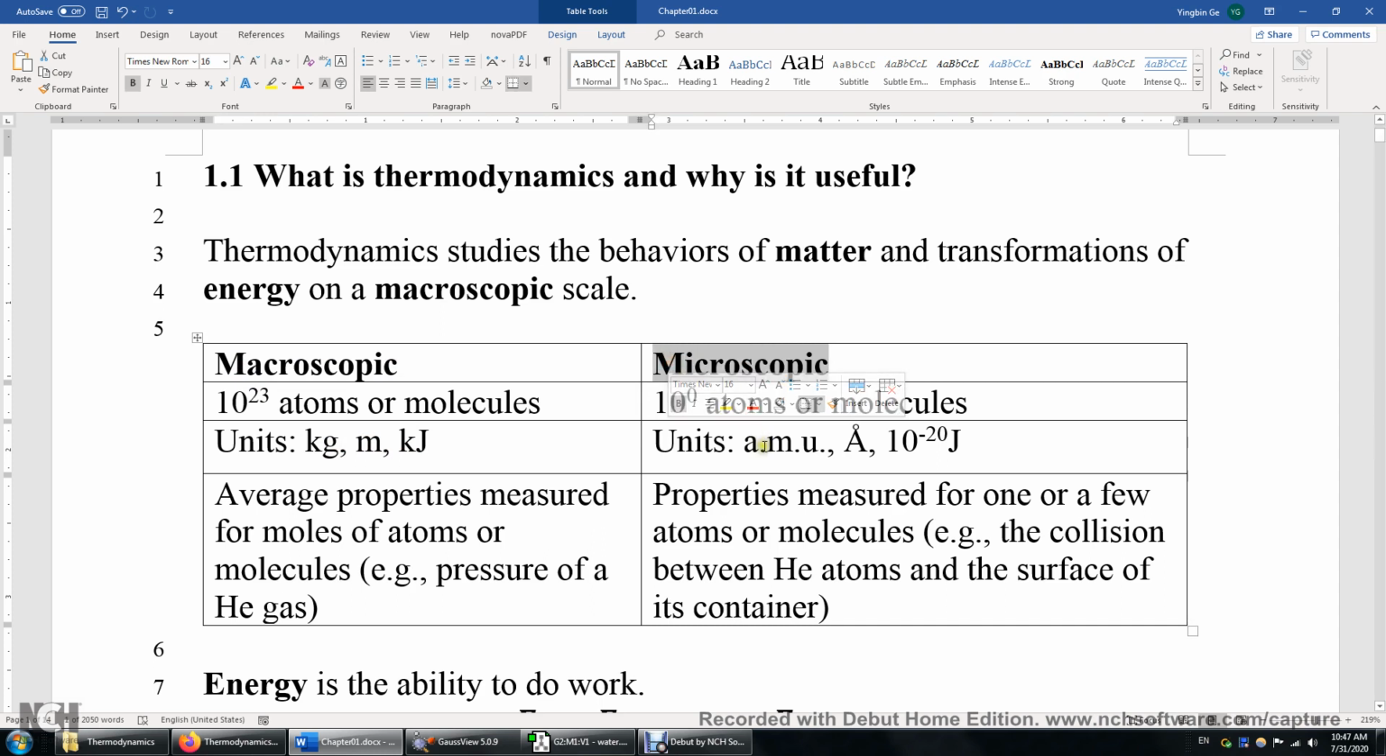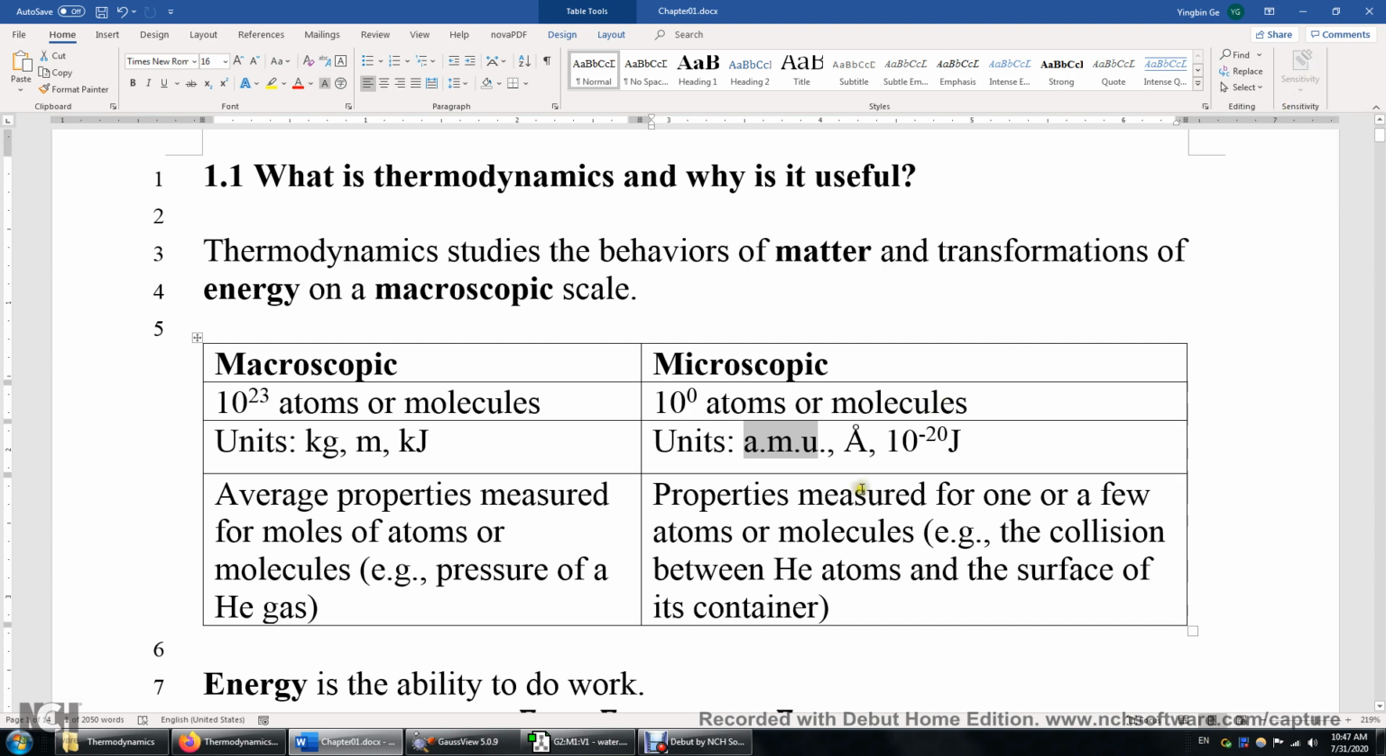Microscopic, we're talking about individual atoms or molecules. So we're talking about atomic mass unit. That's 1 gram per mole. Or it's 1 kilogram divided by 10 to the power 3 and then divided by 6 times 10 to the power 23. That's the Avogadro number.